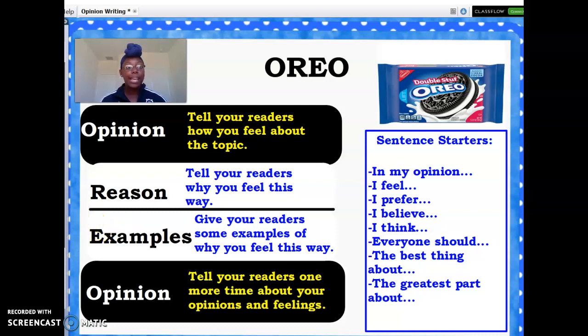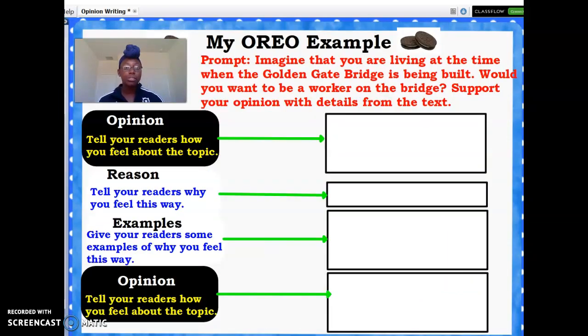I know that was a lot, but now I'm going to break it down and give you guys an example of exactly what you're going to do for your exit ticket. So I'm giving you my Oreo example. My prompt is, imagine that you are living at the time when the Golden Gate Bridge is being built. Would you want to be a worker on the bridge? Support your opinion with details from the text. And the text that I'm going to use is the Golden Gate Bridge that we read a little bit before in Wheatley. So I'm going to start with my Oreo graphic organizer.